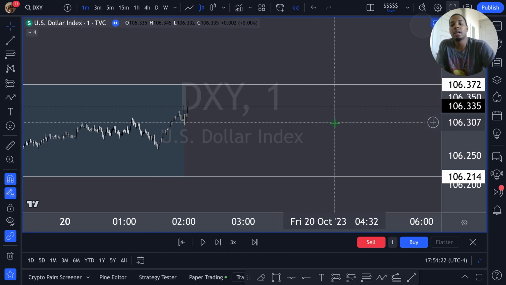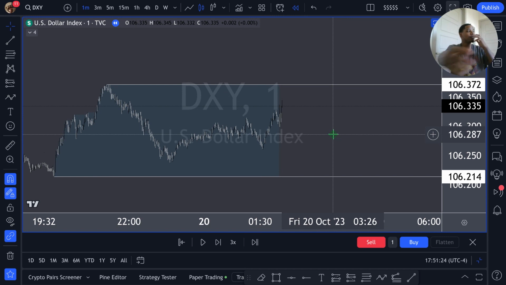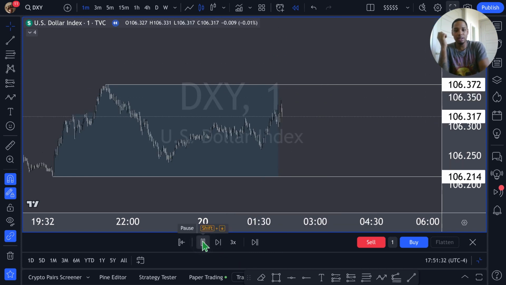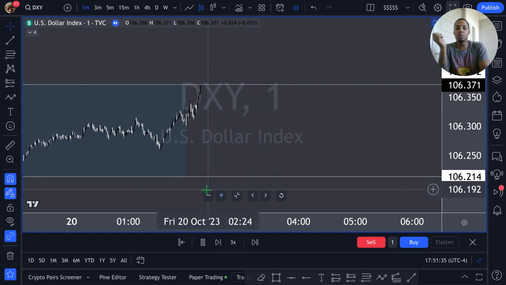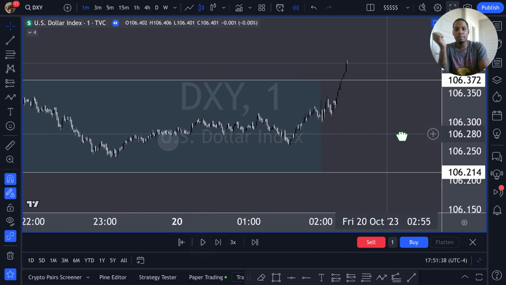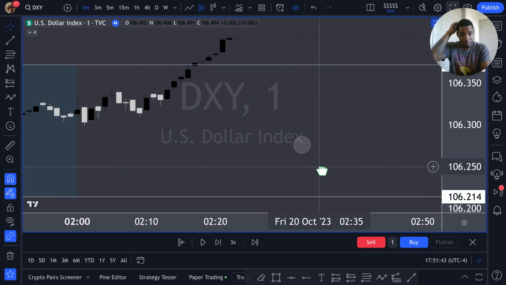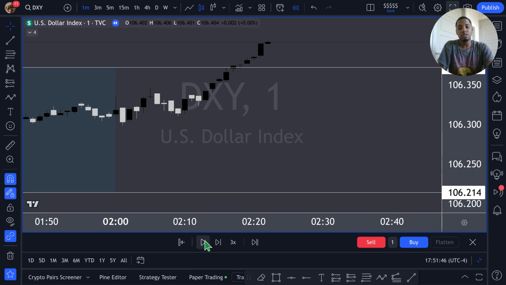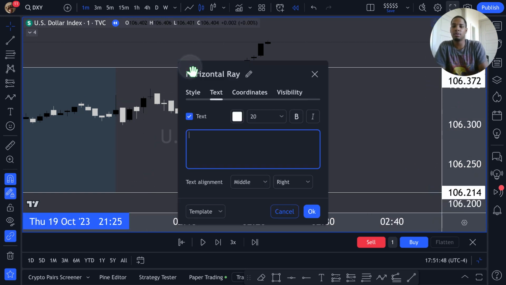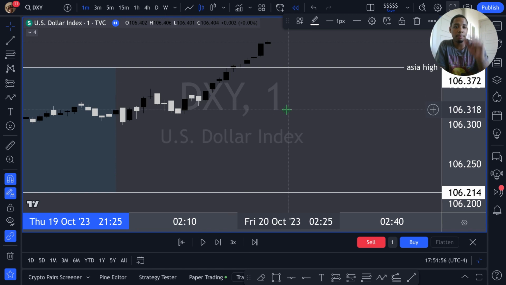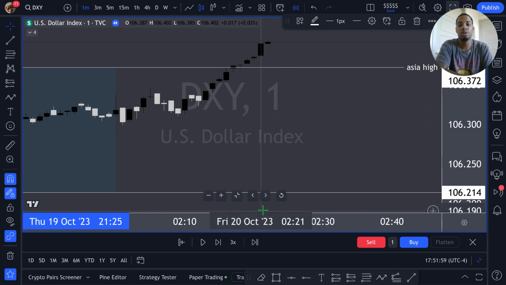All right, so like I said, London, if you are familiar with ICT Judas swing, you know we're looking for one side of liquidity to be popped and then immediately reversed back into. Now this is on the 1 minute chart. I know that might be kind of intimidating for some of y'all. It might be a little much, but it's worth it, bro. Trust me. So we got our break of Asia high. Now we're waiting for a market structure shift. So let's play.